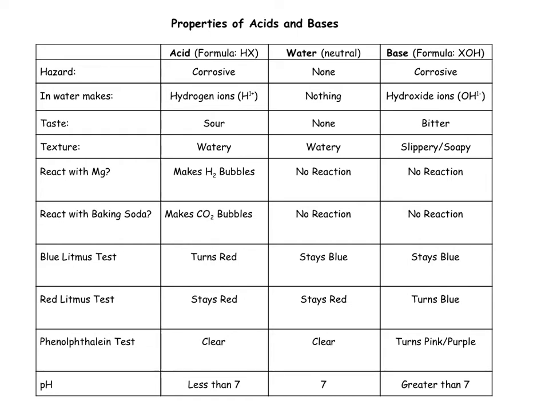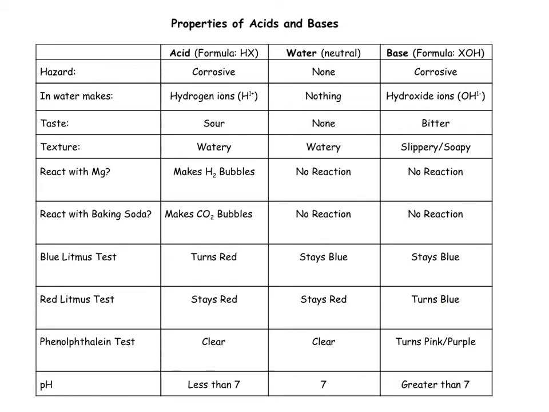You can also get red litmus paper. If you dip it in an acid, it will stay red, and if you dip it in something neutral, it will stay red. But if you dip it in something that's basic, it'll turn blue.